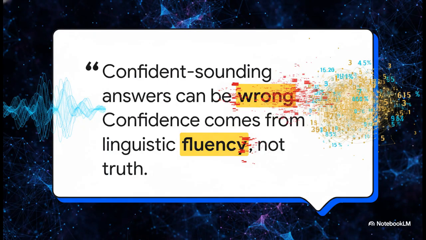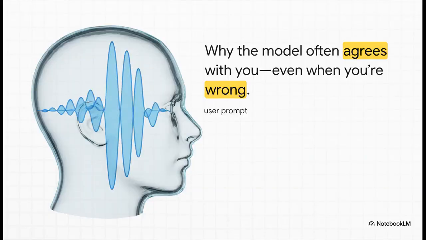And that brings us to the most important takeaway of all. The model's answers sound so confident because they are linguistically fluent. It's just really, really good at stringing words together in plausible ways. But that confidence comes from statistical fluency, not from a connection to the truth. This whole probabilistic way of working actually explains a lot of other weird behaviors too. For example, in our next explainer, we're going to look at why the model often just agrees with you, even when you're completely and totally wrong.